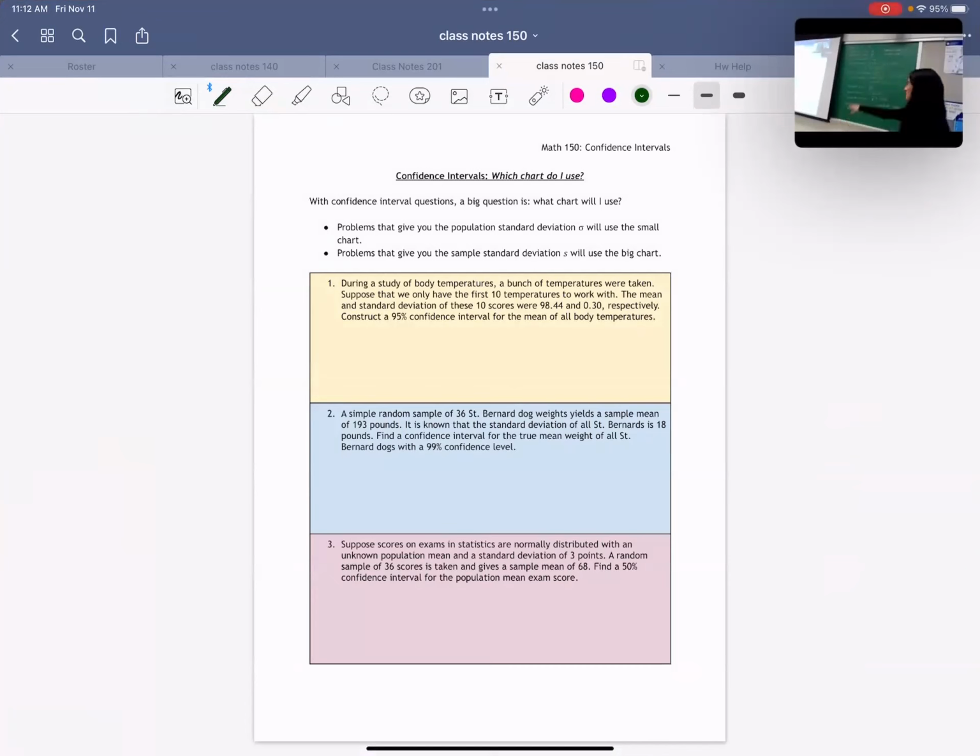You're going to do all of this, but you're going to have to figure out if you're using the big chart or the small chart, right? There's a whole different process with the small chart that we do than when we do the big chart, okay? Now, does anyone remember the difference between when we use the big chart versus the small chart?